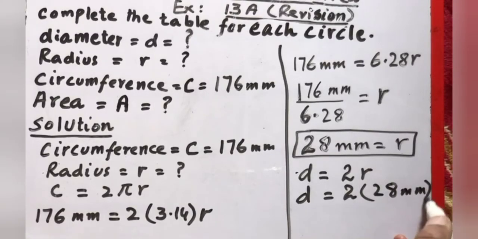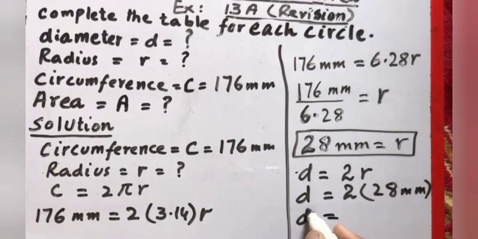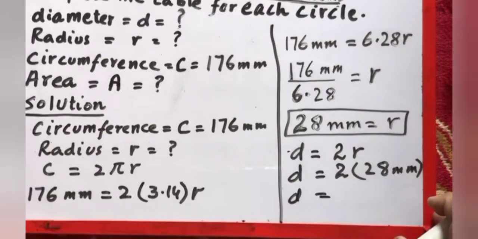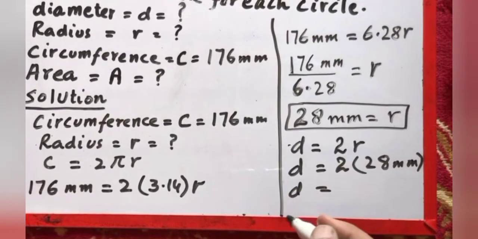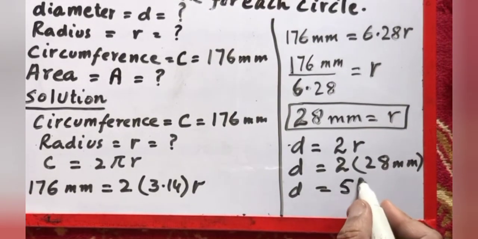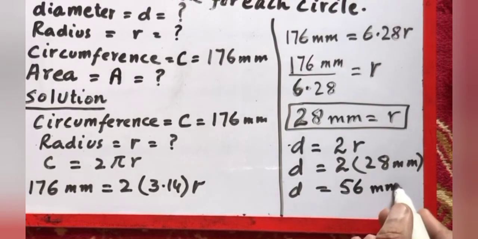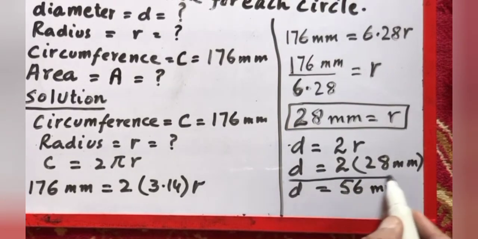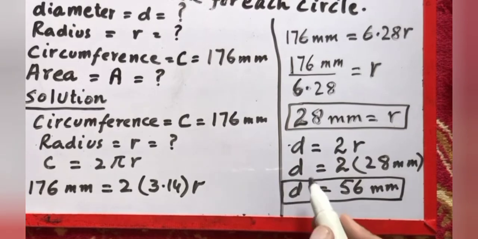Millimeter, we will multiply 28 twos are, it becomes 56 millimeter. So in this way we have found the value of diameter, which is 56 millimeter.